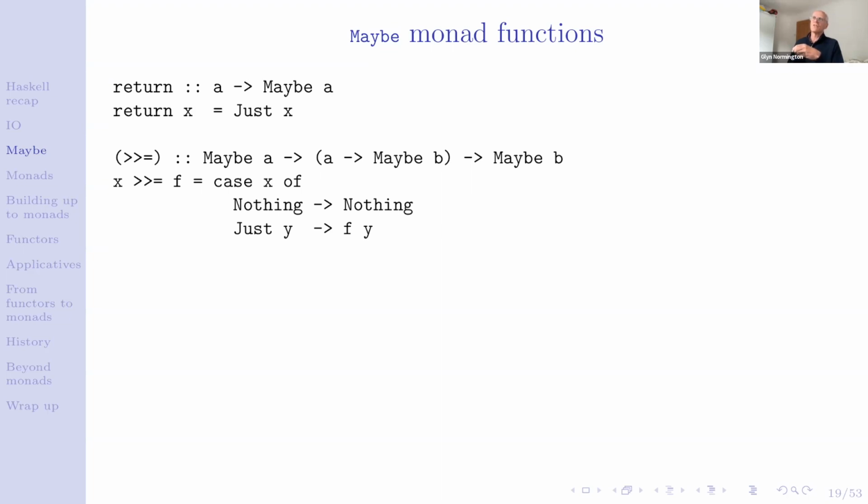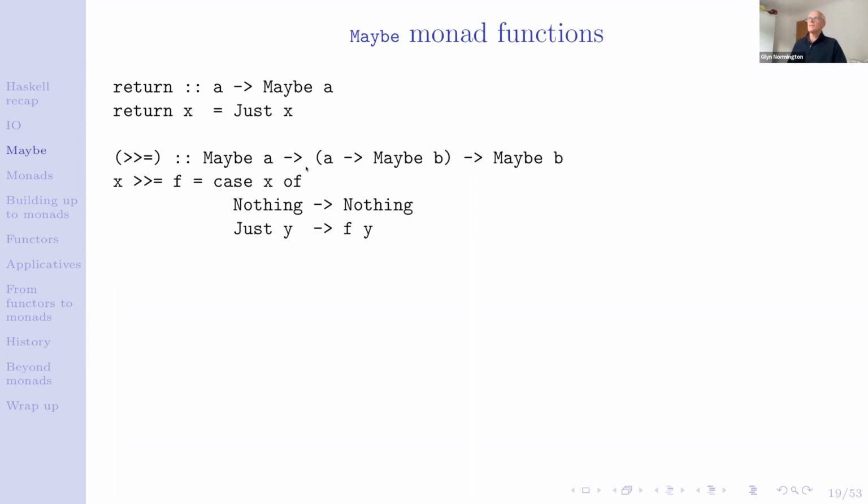It wouldn't make sense for return of X to be nothing, because that would throw the value away. So here we're taking the value X and plopping it into the Maybe structure. And then this bind operator has quite a complicated signature, which we'll delve into later. Basically, the first parameter is a value of Maybe A, and then there's a function that takes an A and produces a Maybe B, and that produces a Maybe B.